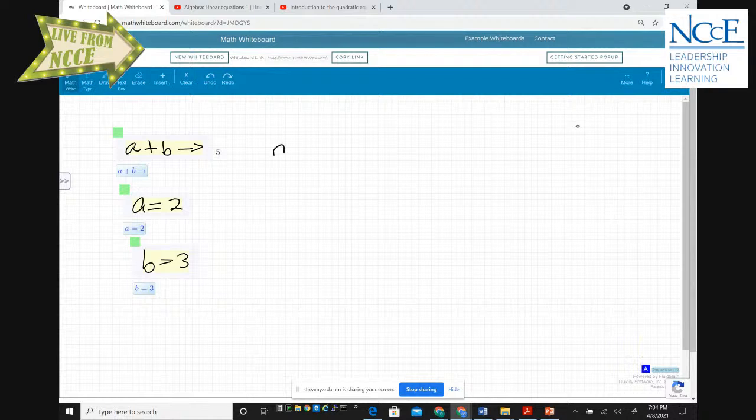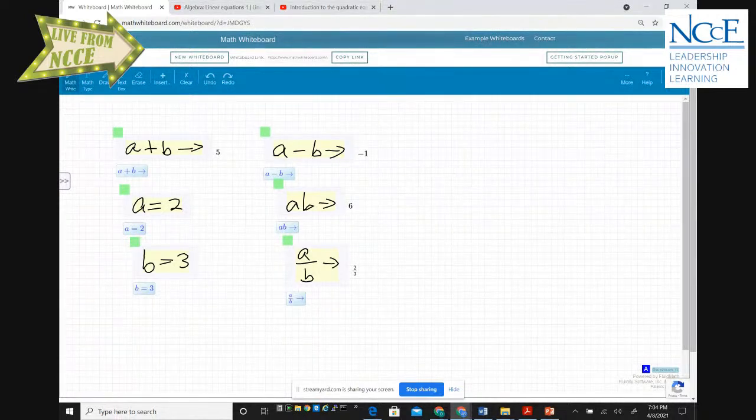I can write more math on the page, maybe A minus B, or A times B, or maybe A over B. And I can get an answer for all of those expressions. Now, underneath the hood is a very powerful computer algebra system. So far, you've seen me do some simple numeric arithmetic and algebraic arithmetic, but we can also do some more advanced mathematics. So here, for example, is a definite integral.